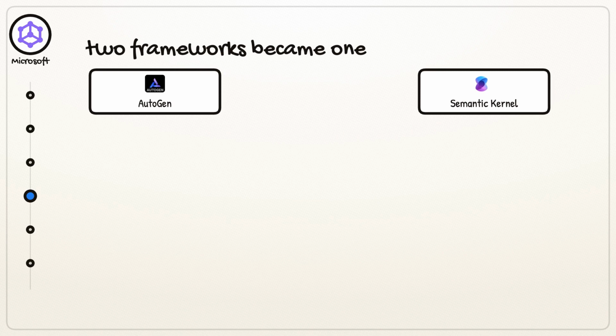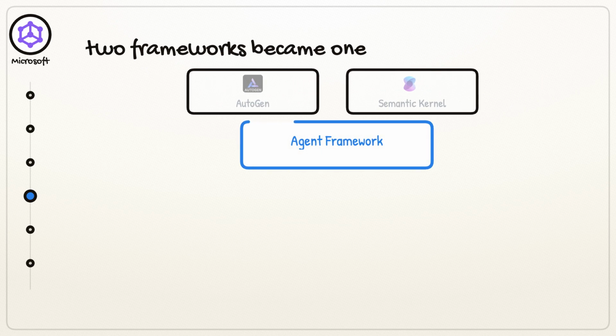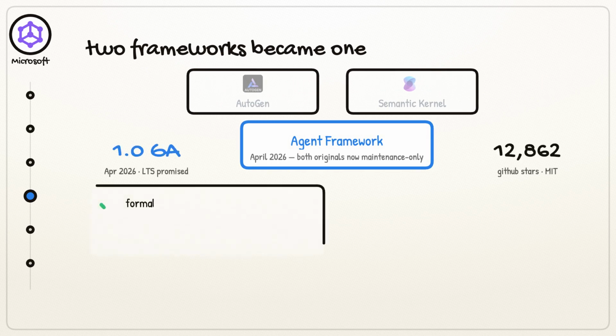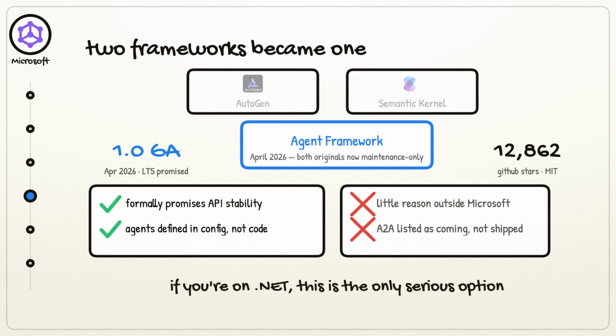It supports Azure OpenAI, Anthropic, and local models through Ollama, among others. It has around 13,000 stars. It is MIT licensed and free. That makes it one of the few frameworks here that formally promises API stability. You can also define agents in a configuration file rather than in code, which means someone non-technical on your team can adjust how the agent behaves.